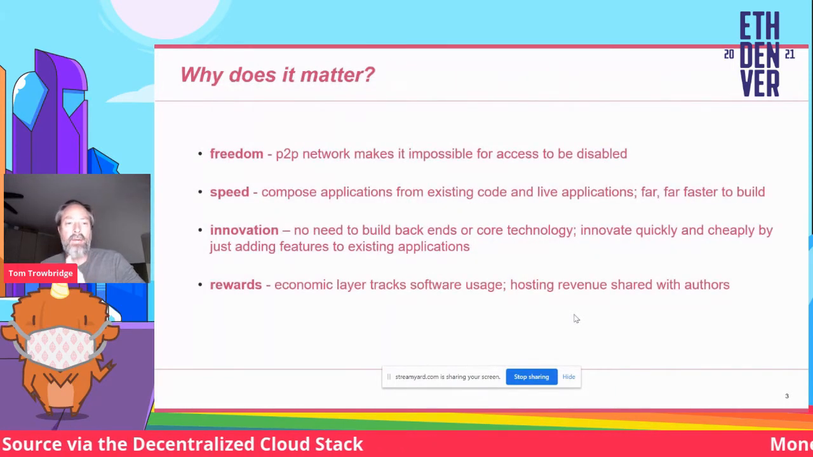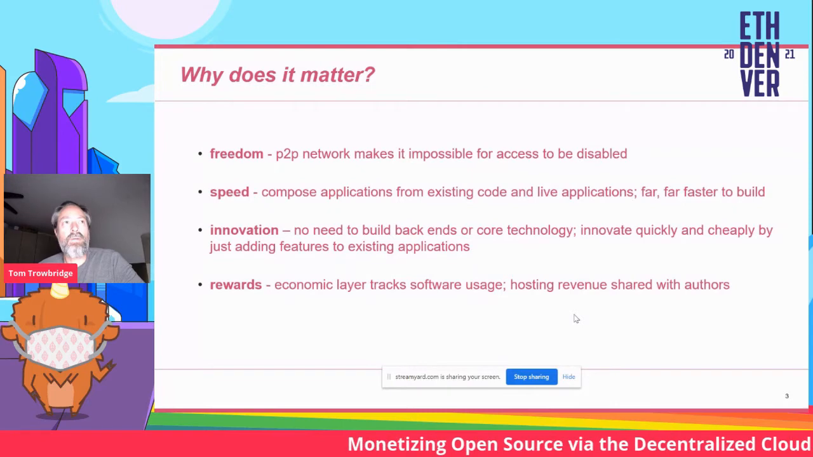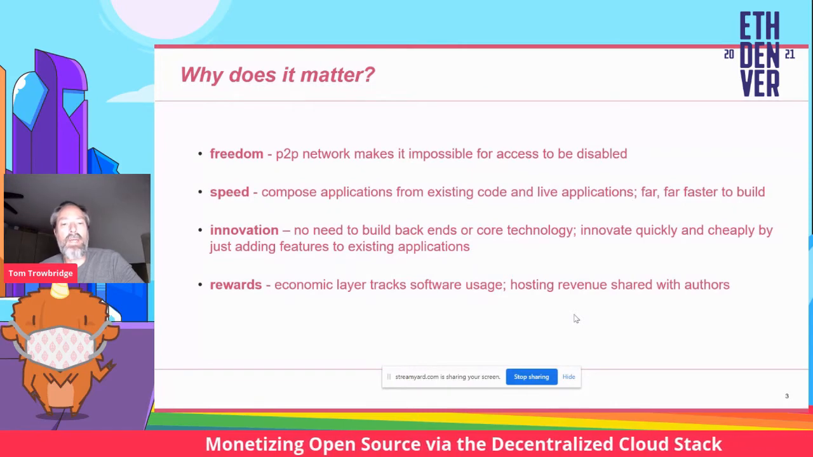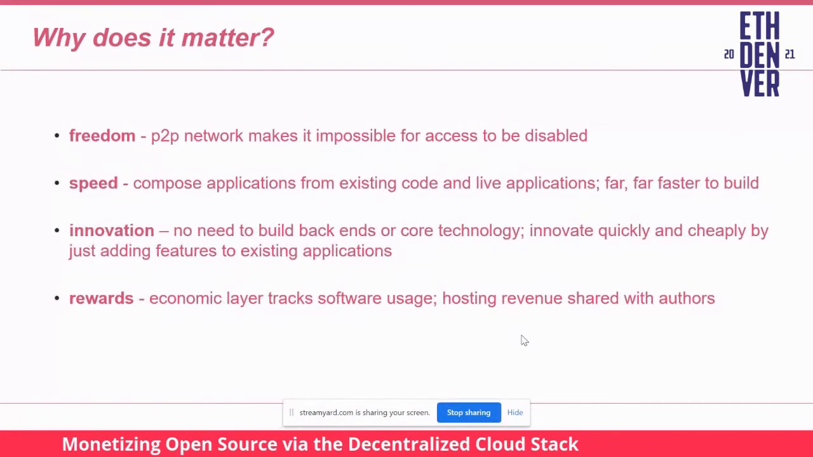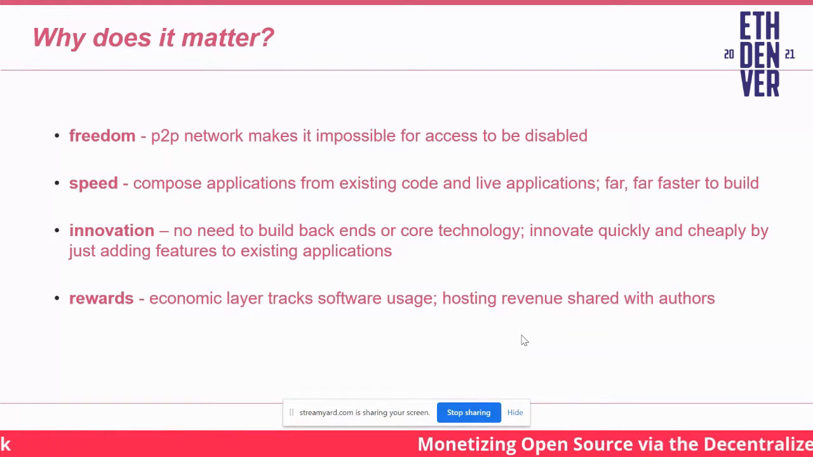So why does this matter? What are the benefits of an open application platform? Well, first, it's freedom. The peer-to-peer network makes it impossible for access to be disabled. There isn't a central point of failure. There isn't an arbiter. There isn't a government that can shut you off. That's a really core freedom point, which I think resonates with a lot of people in this community.